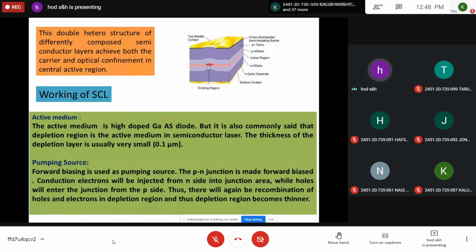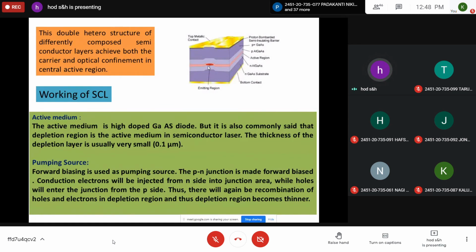Then finally, the working of this semiconducting laser. This double heterostructure of differently composed semiconductor layers achieves both the carrier and the optical confinement in the central active region. That's what I have explained. So charge carriers will be confined to the active region. At the same time, after recombination, the optical power output is also confined to the active region and it is carried properly by this active region.